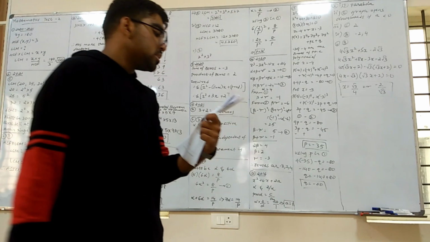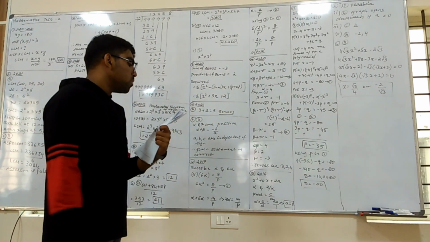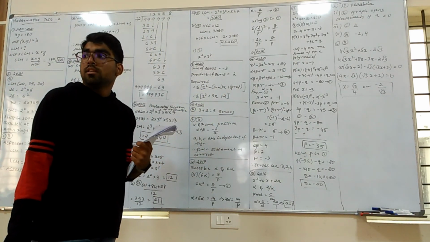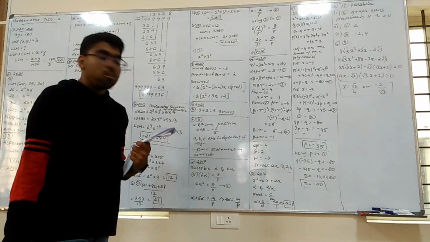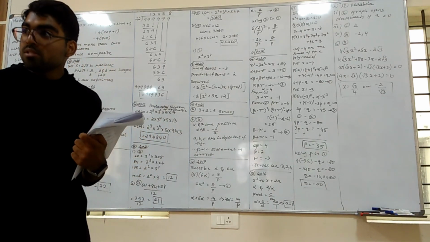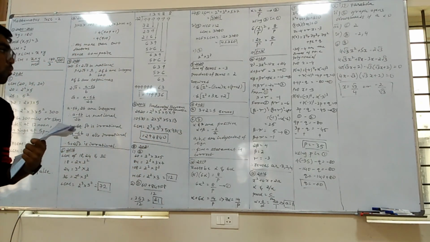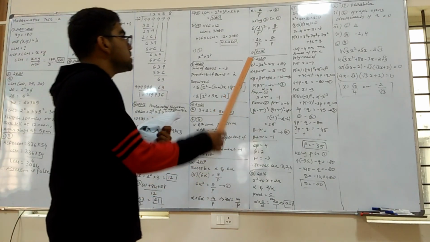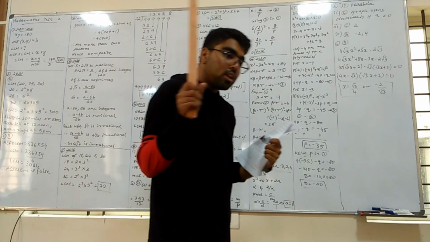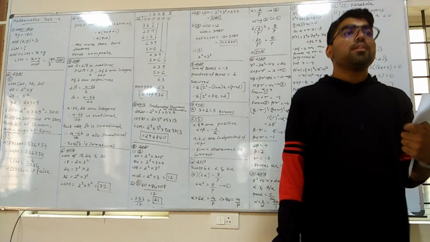Then come to question number 14. Any doubts till here? No doubts? For the 14th and 15th you will be having doubts, I know. Question number 14 is: how many of you can solve a cubic polynomial?